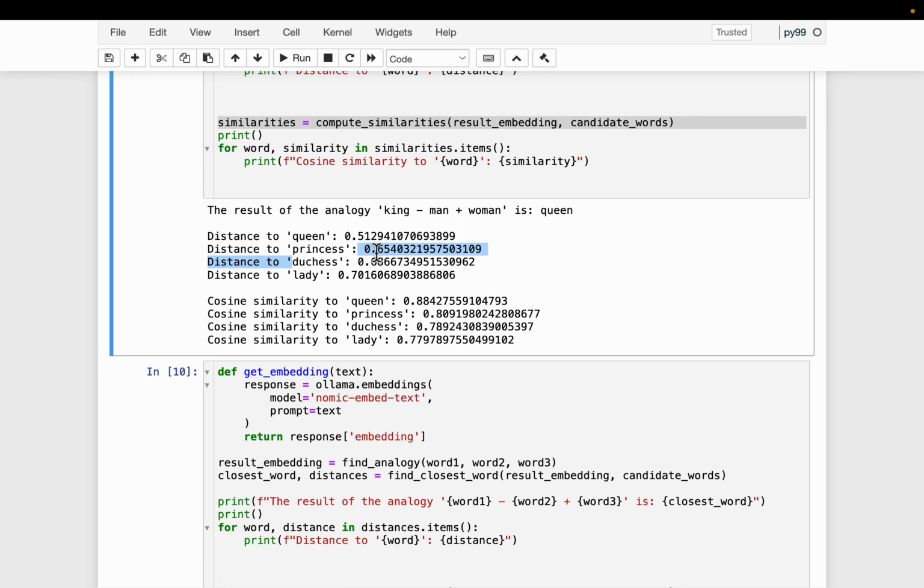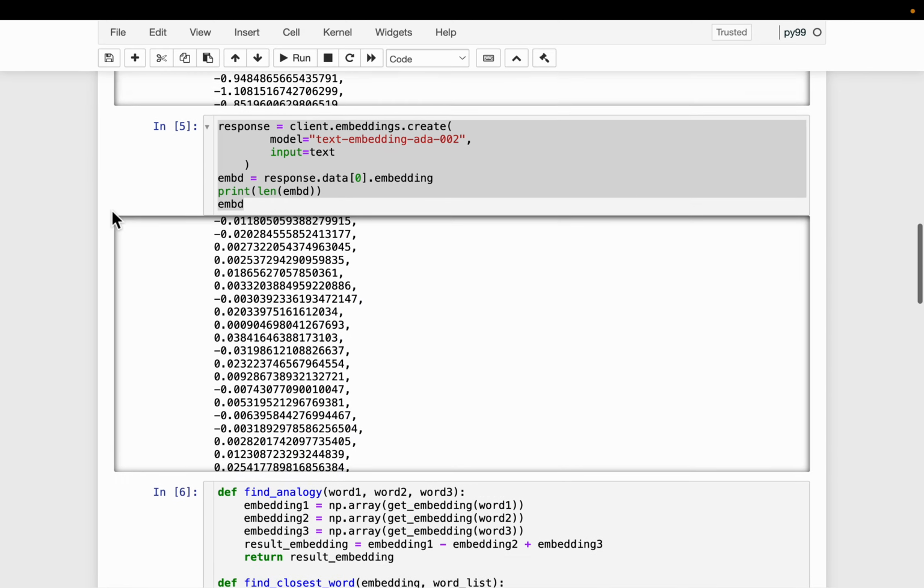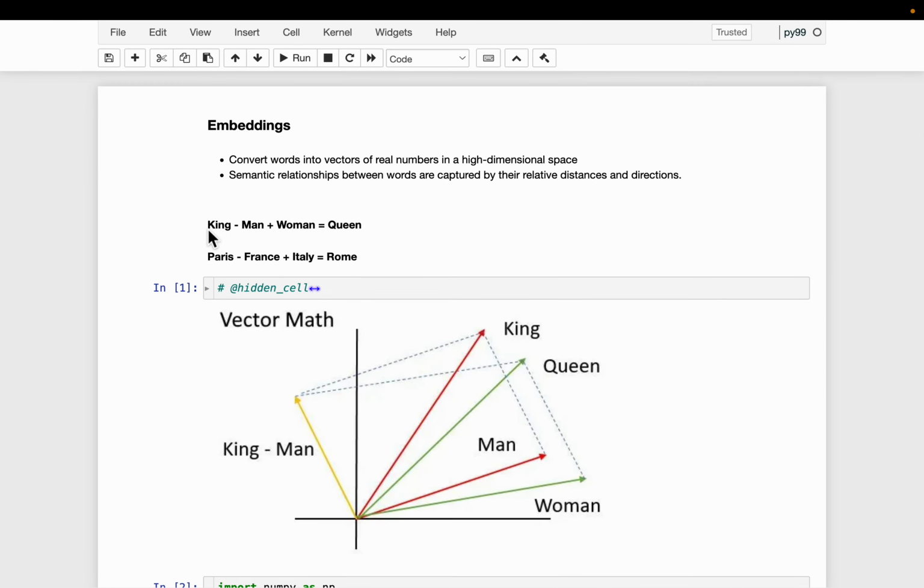The distance to princess is 0.65, to duchess is 0.68, and lady 0.70. Okay, so among these four words, queen is the closest to the vector operation king minus man plus woman.